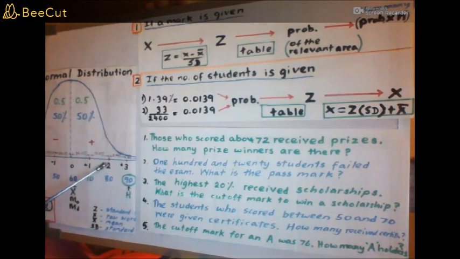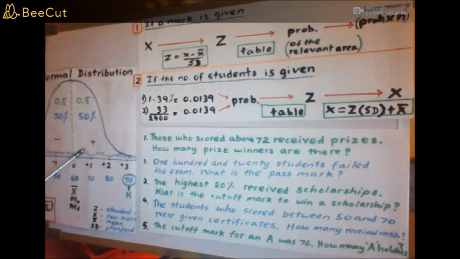These are the z-scores. And the other way is, they will give you the number of students and ask for a particular mark. For example, the highest 20% got scholarships. What is the cutoff mark for a scholarship? The number of students is given, they are asking for a cutoff mark, right? Those are the two methods.